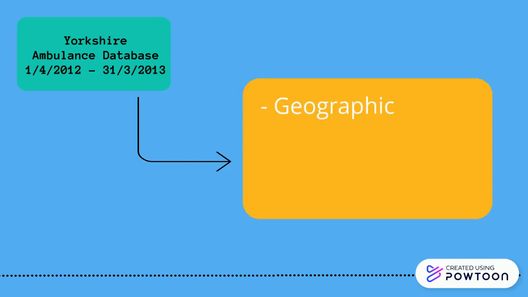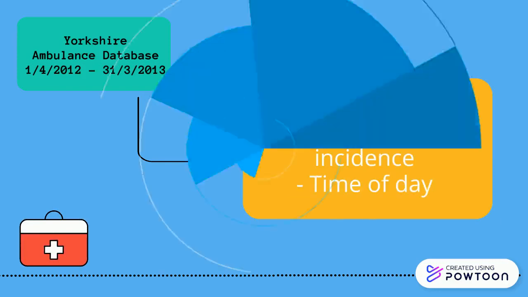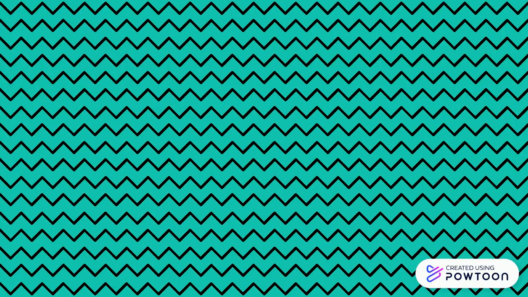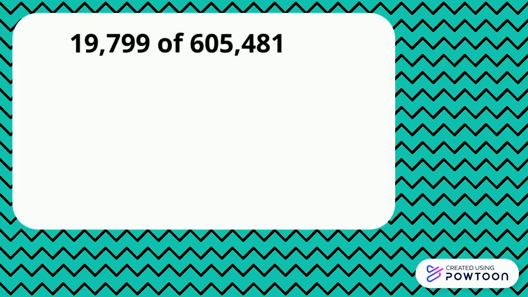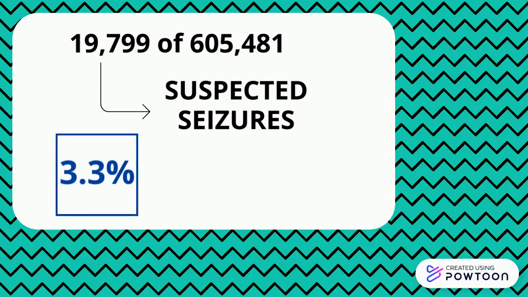From this information, the researchers extracted geographical, diurnal, and monthly variations of incidents, as well as the time of day the calls were made. For example, they identified that of the 605,481 calls made, 19,799 were for suspected seizures. This identifies the incidence of seizures at 3.3%, the seventh most common call type.